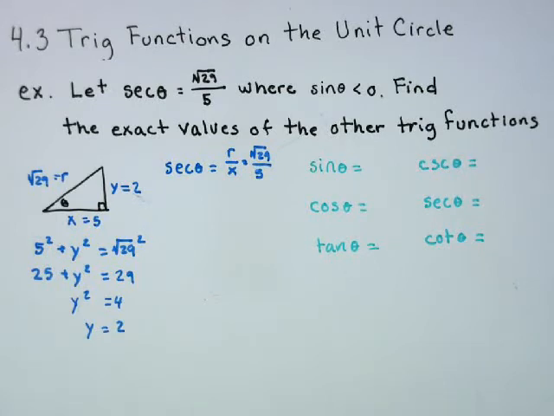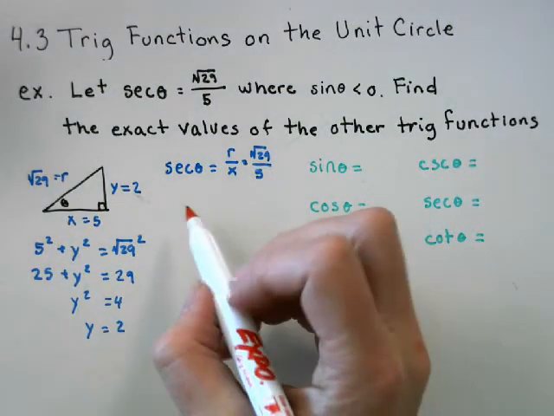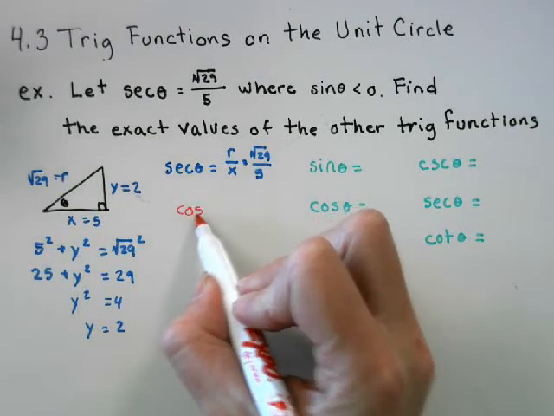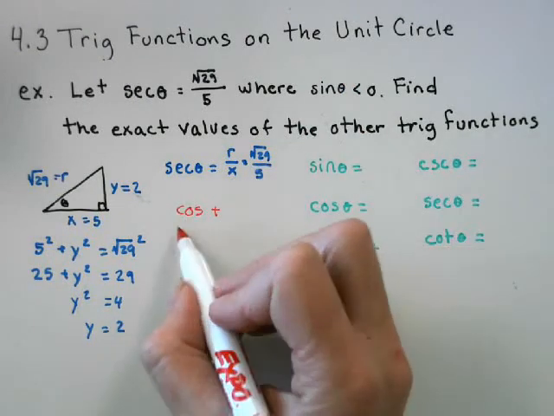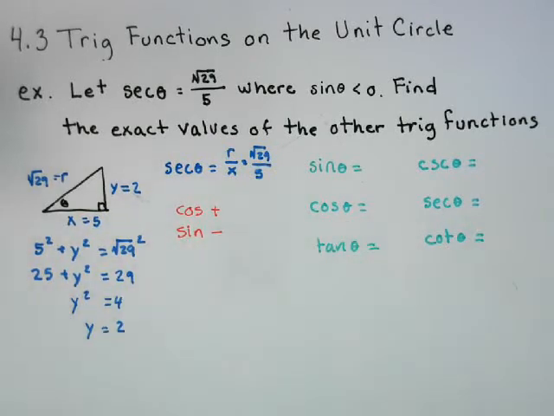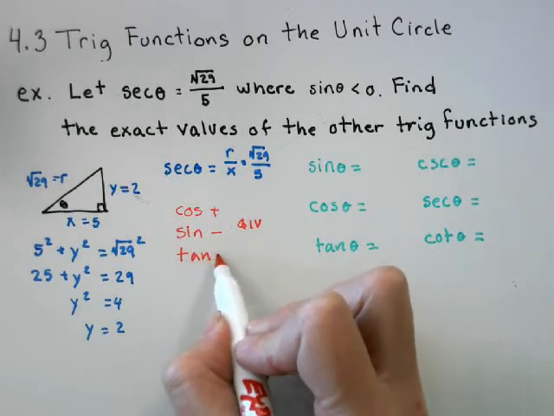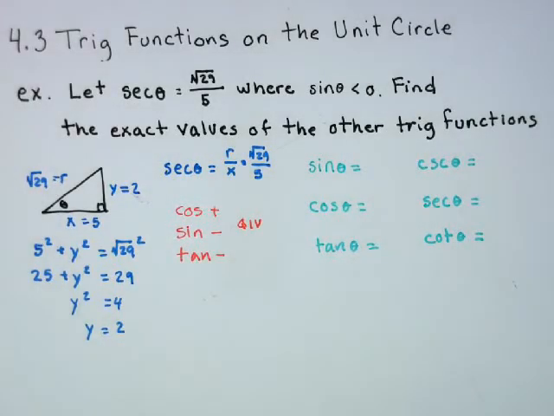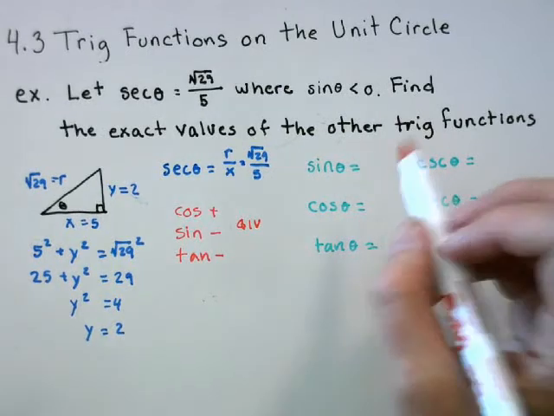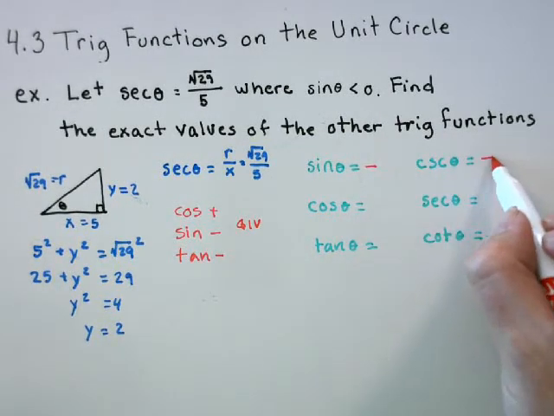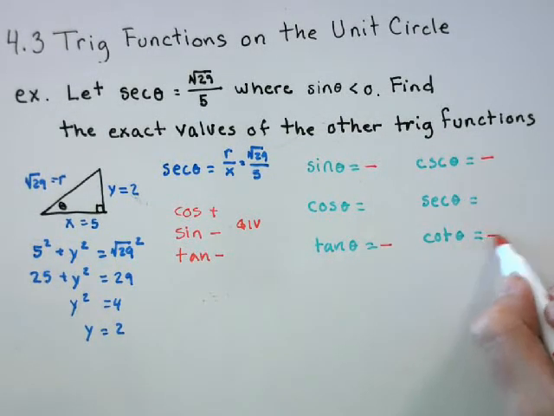Okay, if secant is positive, that means cosine is positive. We're told sine is negative. So what quadrant is cosine positive and sine negative? That's going to be in the fourth quadrant. Tangent will also be negative. So here I'm going to go ahead and assign. Sine is negative, which means cosecant is negative. Tangent is negative, so cotangent is negative. Cosine and secant are going to be positive.